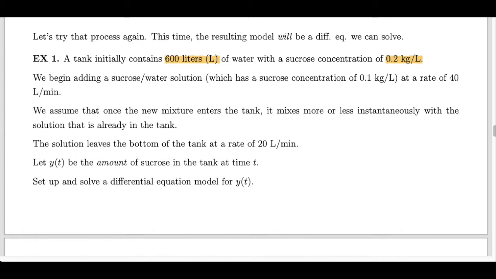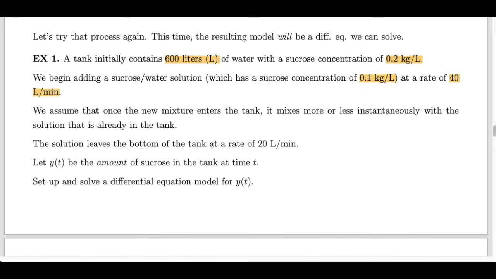So that first sentence tells us what's happening at the beginning, what the properties of the liquid in the tank are initially. The second sentence indicates that we start to add a solution. This solution is also comprised of sucrose and water. This solution that we're adding has a lower sucrose concentration. There's only 0.1 kilograms per liter, and we're adding that solution into the tank. How fast do we add that solution? We're going to add 40 liters every minute.